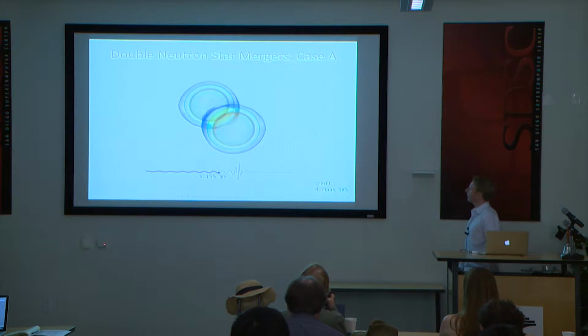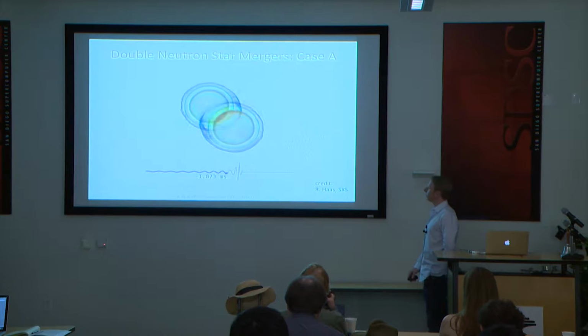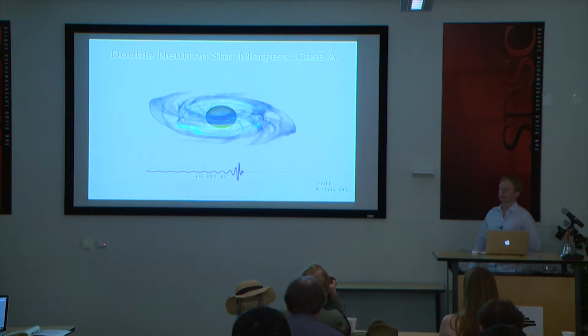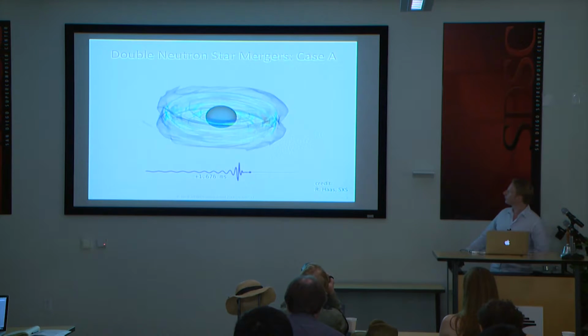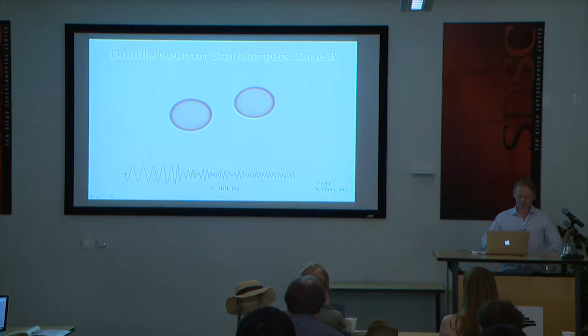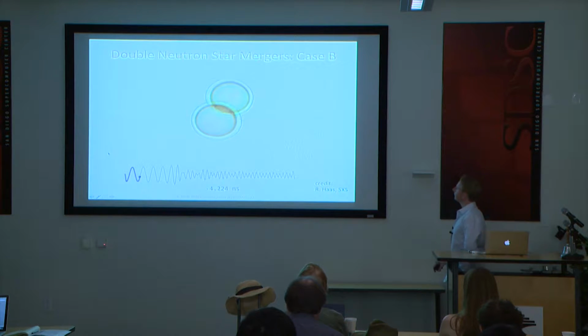And finally, they touch and they merge, give up a big burst of gravitational radiation, and they collapse to a black hole, and you end up with an accretion disk. Case B, same kind of general thing. There's one thing that's different, and I'll ask you guys what it is.